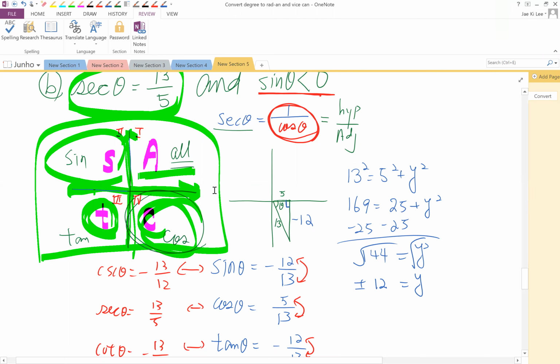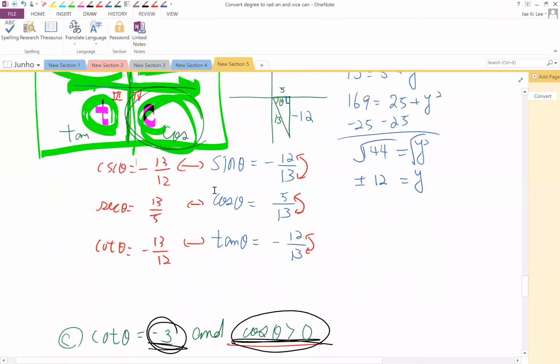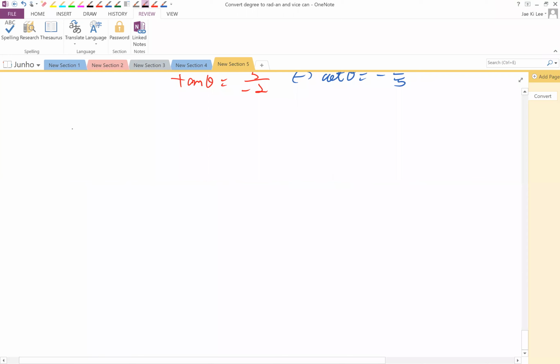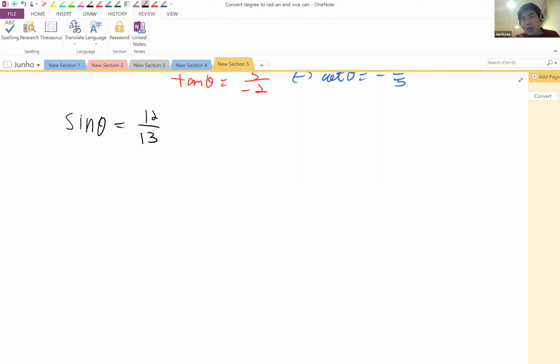Okay. If they give an equation, for example, sine theta equals 12 over 13, that means we have to use the first quadrant, all positive, right? Which quadrant? The first one. Then, because it is in Q1, everything will be positive.